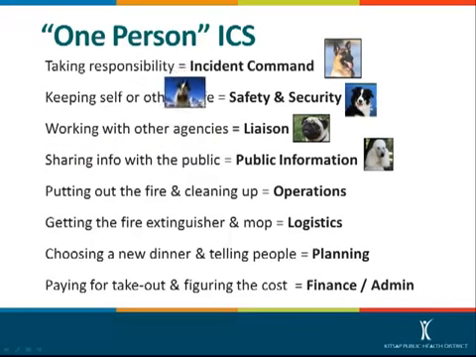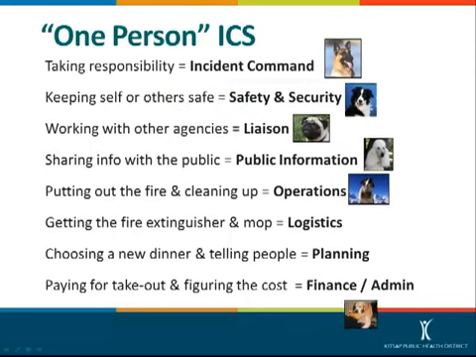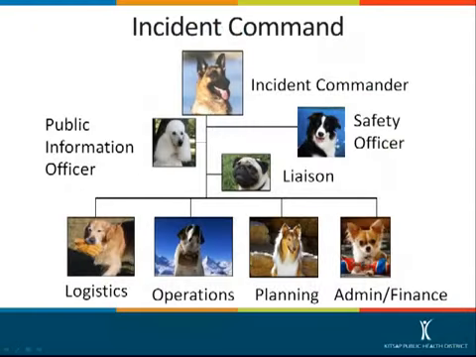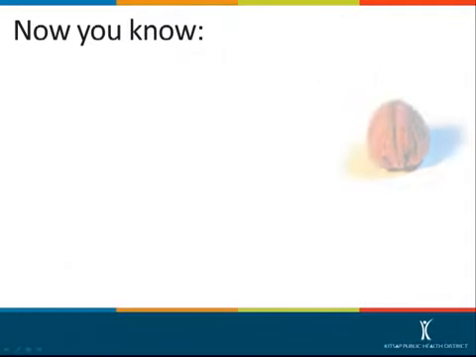You put out the fire and cleaned up. You were the operations section. You got the fire extinguisher and mop. You were the logistics section. You chose a new dinner and told your guests. You were the planning section. You paid for takeout and figured out what the whole incident cost you. You were the admin finance section. So in a disaster or emergency, you may fill all, some, or one of these roles. That's ICS in a nutshell.